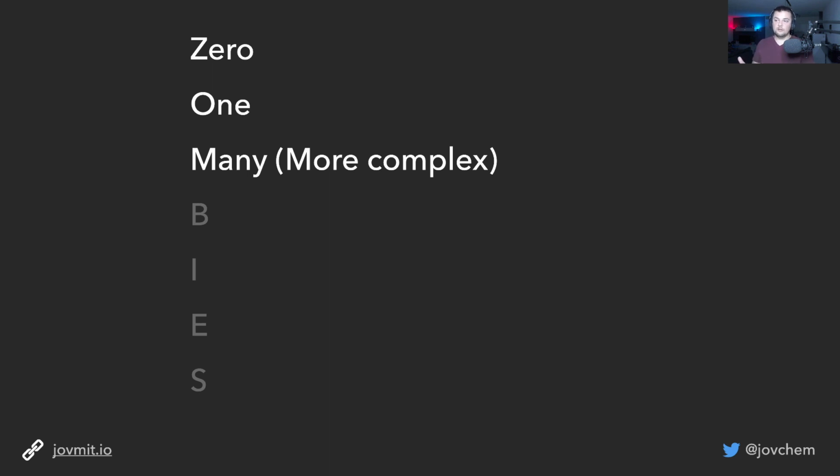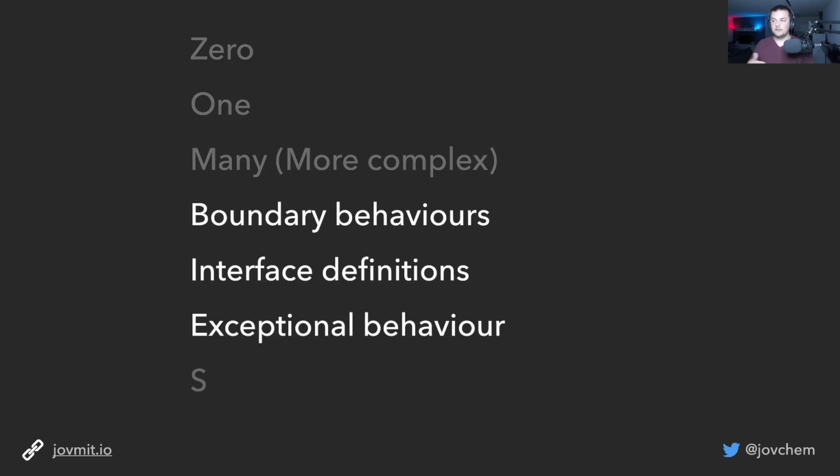And while focusing on these three outputs, we define the boundary behaviors, interface definitions, and exceptional behavior. So let me give you an example. Imagine you are working on some sort of catalog, and you are searching for products by barcode.